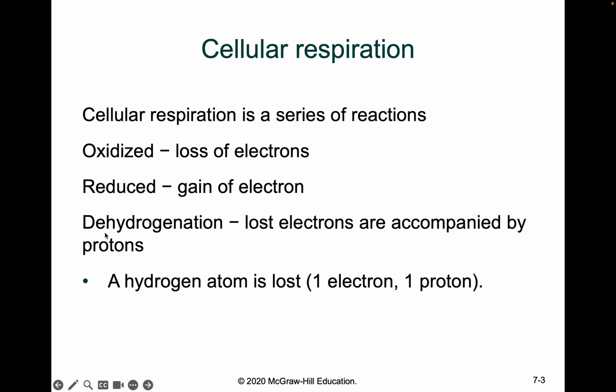So in this case, it's not just the loss and gain of electrons. There's something called dehydrogenation. When we break down this organic molecule, we're releasing electrons, but you also lose protons, in the form of hydrogen. When you lose a hydrogen atom, you lose one electron and one proton, because hydrogen atoms have one electron and one proton. They don't have any neutrons.